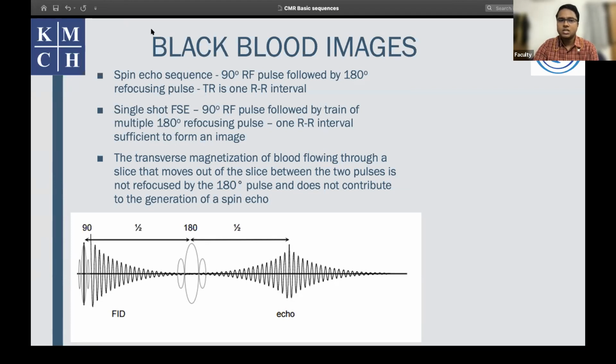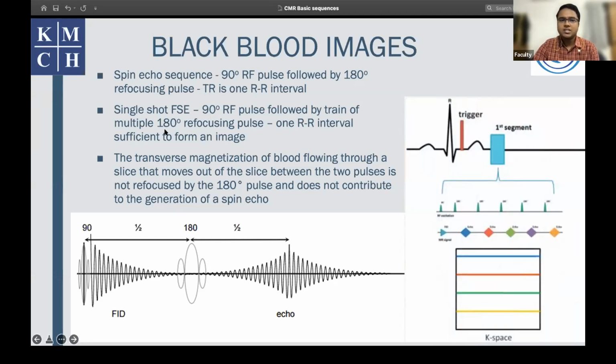So fast spin echo sequence is nothing but a multi-echo sequence. We spoke about what a multi-echo sequence is. A multi-echo sequence is one where one 90-degree RF pulse is followed by a train of multiple 180-degree refocusing pulses. So there is one 90-degree pulse, and this is followed by multiple 180-degree pulses.